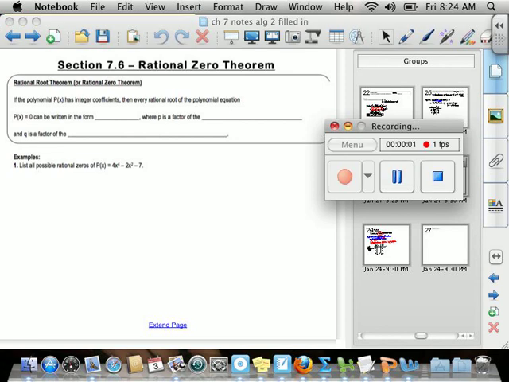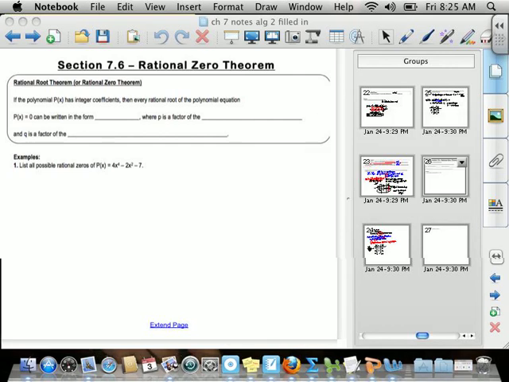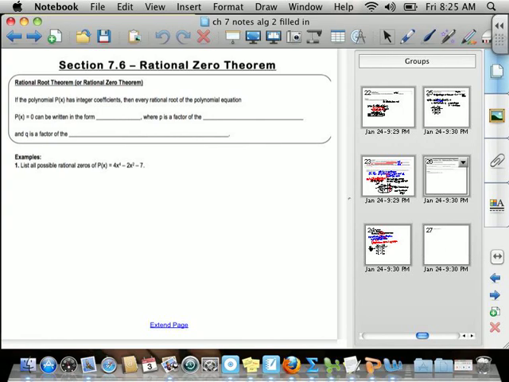Okay, section 7.6 is on the rational zero theorem. I also call this the rational root theorem, same thing. All right, this is my favorite theorem in Algebra 2, so when it's your teacher's favorite theorem, you know it's going to be on the test a lot. So you guys need to know this one.